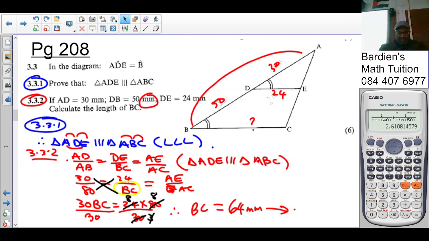Alright, that brings us to the next section, which is congruency. So your subheading is going to be congruency.